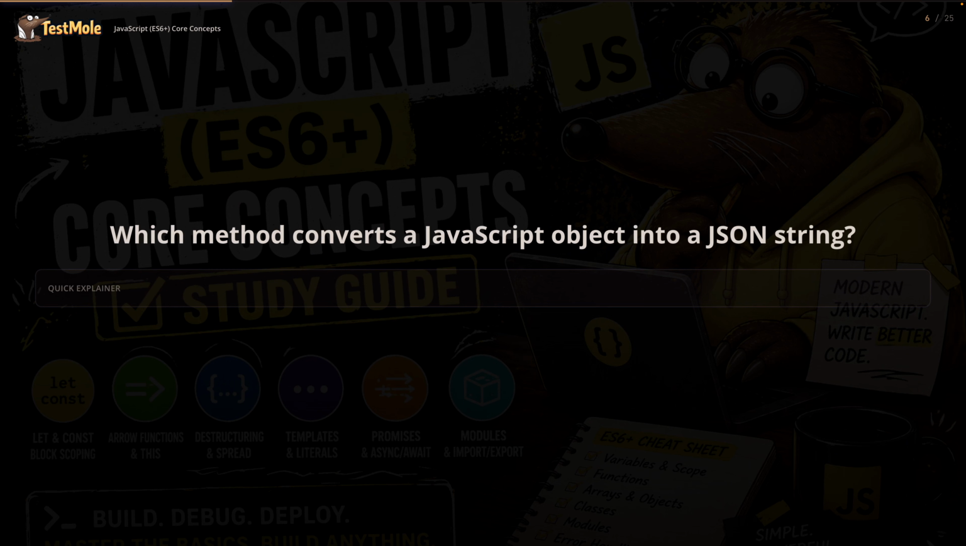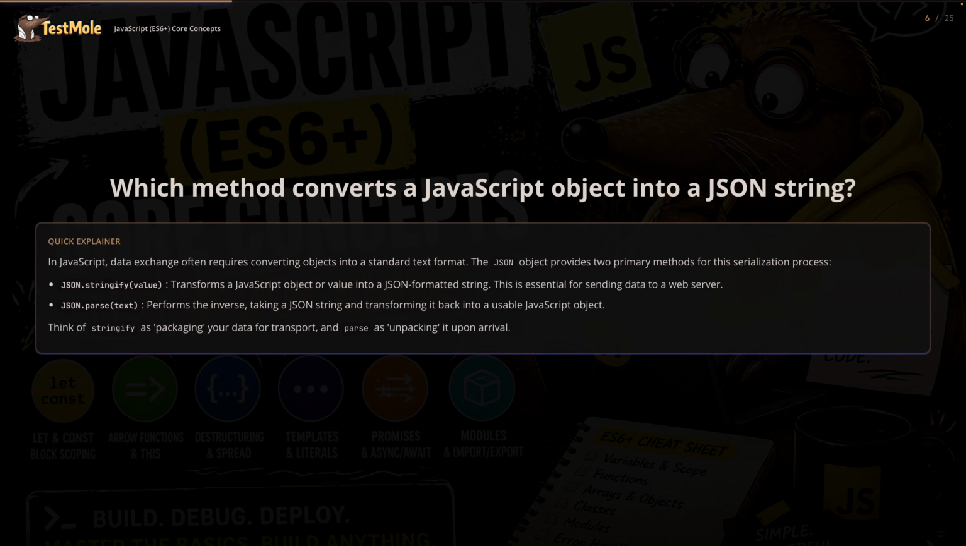Which method converts a JavaScript object into a JSON string? In JavaScript, data exchange often requires converting objects into a standard text format. The JSON object provides two primary methods for this serialization process.